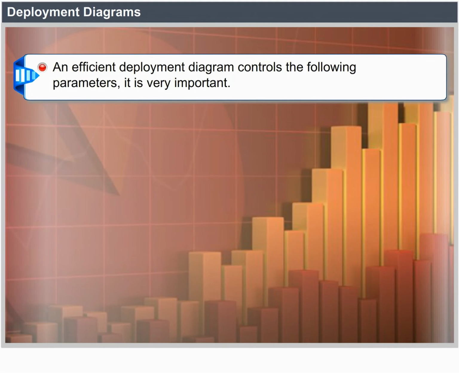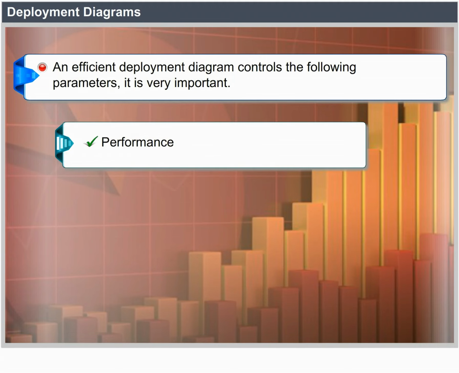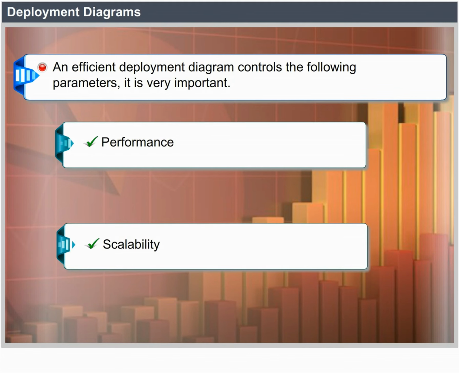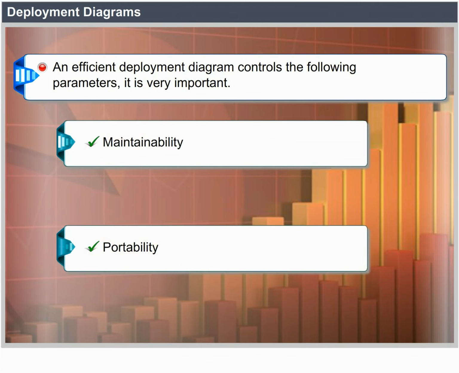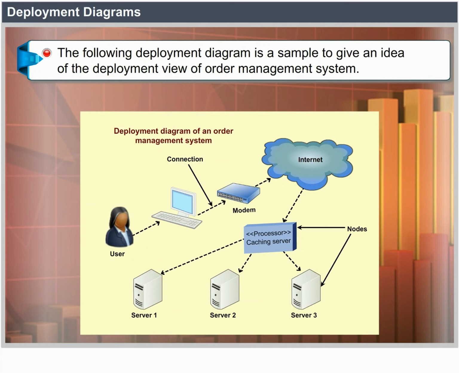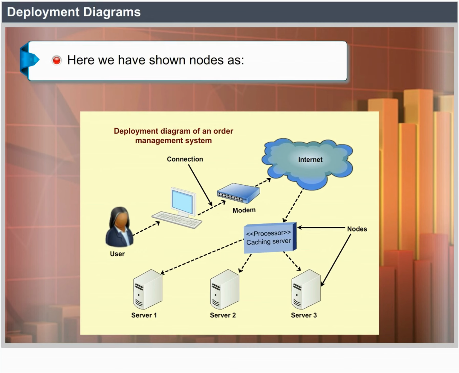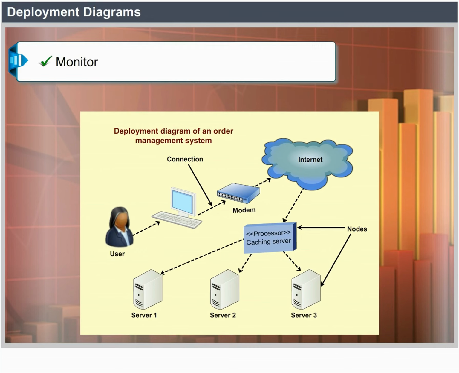An efficient deployment diagram controls the following parameters. It is very important: performance, scalability, maintainability, and portability. The following deployment diagram is a sample to give an idea of the deployment view of an order management system. Here we have shown nodes as monitor, modem, caching server, and server.